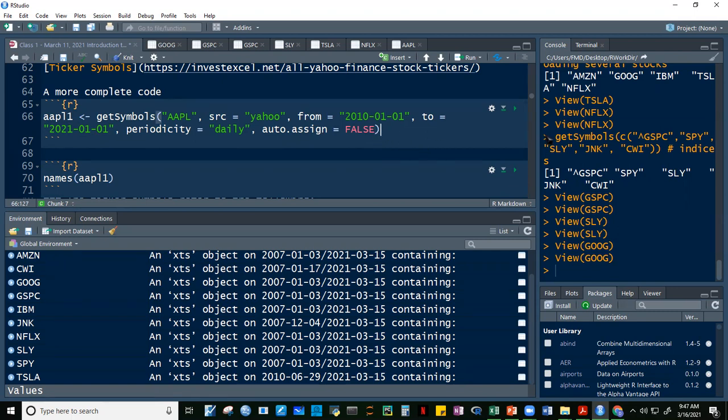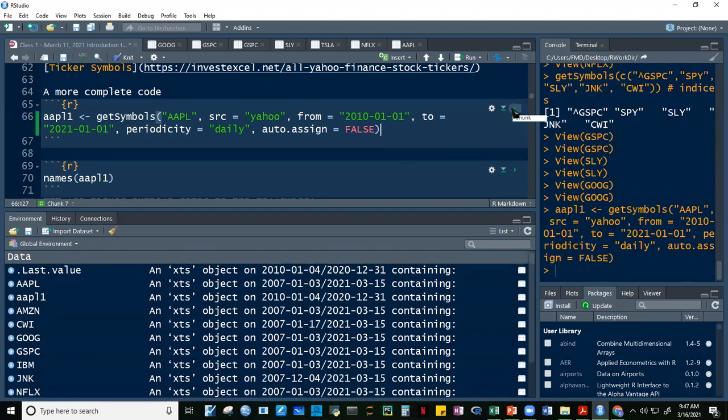So let's run this. Okay, so nag-create na tayo ng object na AAPL1. It's also an xts object. And then if you can see here, it's from January 4, 2010. Bakit hindi January 1, 2010? Kasi walang available na data. Ang first na data nung January 2010 is January 4. So holiday at saka siguro it fell on a Saturday, Sunday, on a weekend.